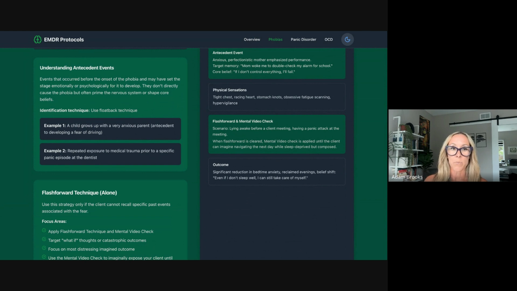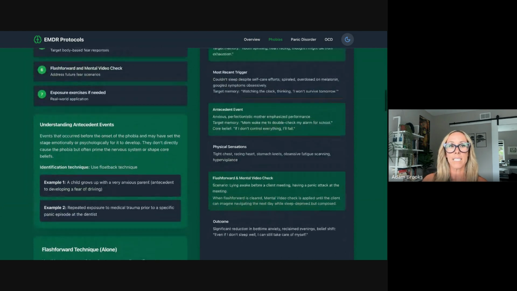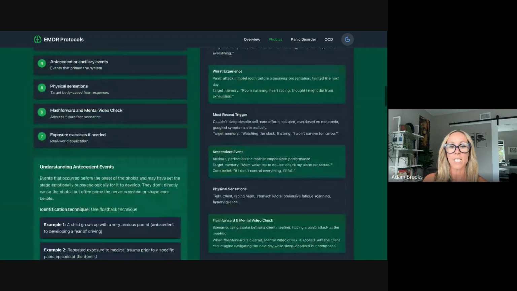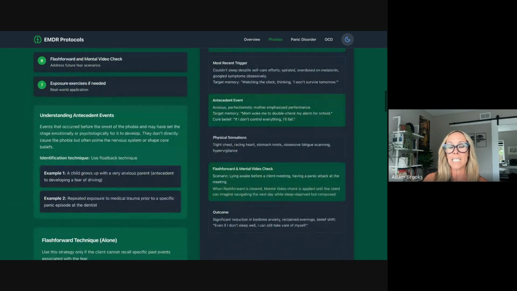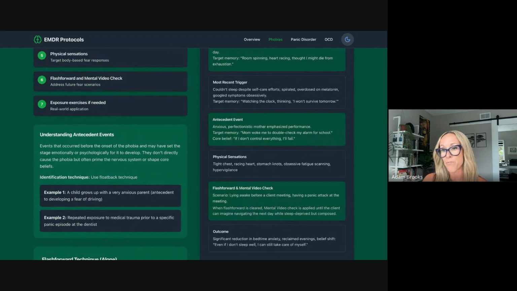Another example of this would be repeated exposure to medical trauma and then having their first panic episode at the dentist, right? So you'll want to target that medical trauma because it mimics that feeling of being out of control that he or she had at the dentist office. So those are antecedent or ancillary events, and you can usually get to those using the flow back technique from the standard protocol.